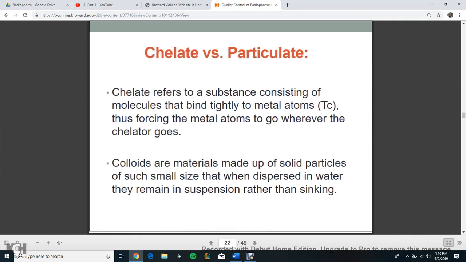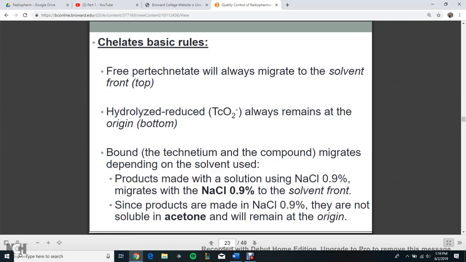Chelate versus particulate. Chelate refers to a substance consisting of molecules that bind tightly to metal atoms, Tech, thus forcing the metal atoms to go wherever the chelator goes. Colloids are materials made up of solid particles of such small size that when dispersed in water, they remain in suspension rather than sinking.